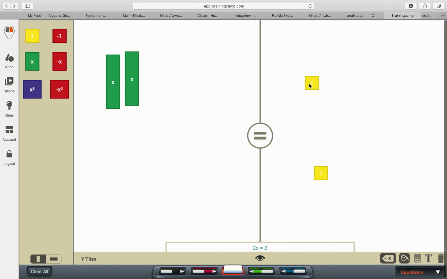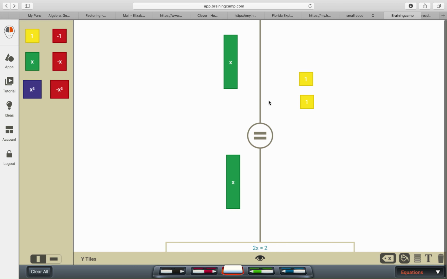Perfect. So now we're left with 2x equals 2. If we separate these into groups, we can figure out what x equals. One of these x tiles, the green tile, equals 1. X equals 1. So we found our answer, x equals 1. And as you can tell right here in this equation, this means 2 times something equals 2. If you divide both sides by 2, we can clearly see as well that x equals 1.